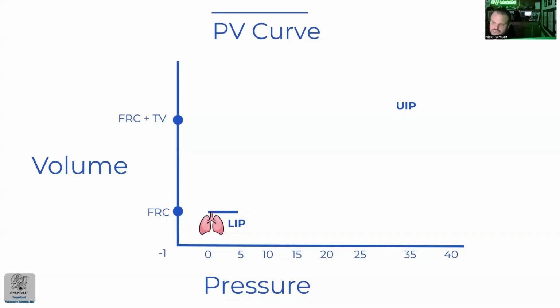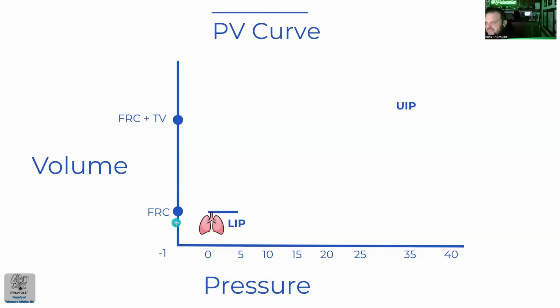So as you recruit lung, as you put volume in, you don't get a huge pressure change, because as you recruit lung, you're spreading that volume out over a larger surface area. So you don't get as much pressure change. The problem is during expiration, those lung units are going to collapse down again. We call that atelectasis trauma.